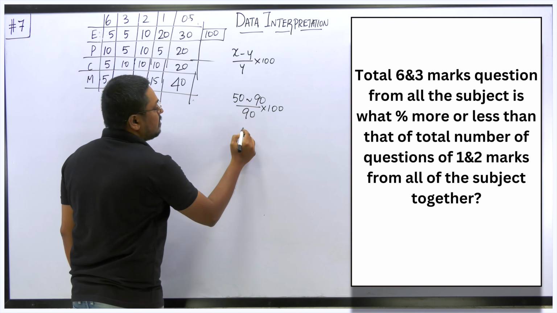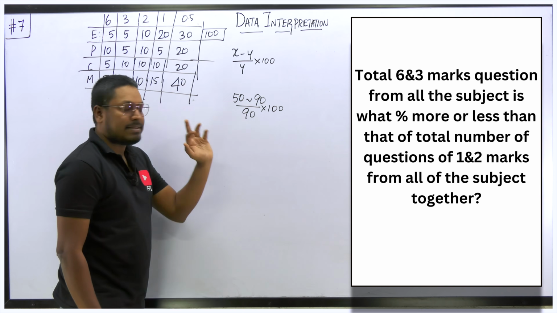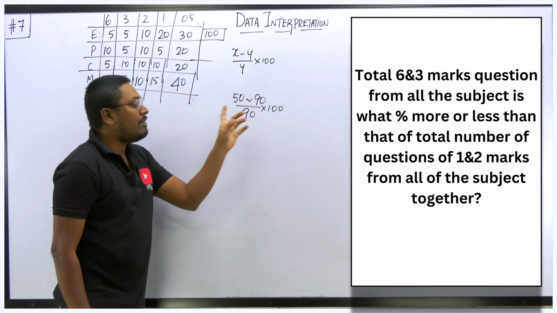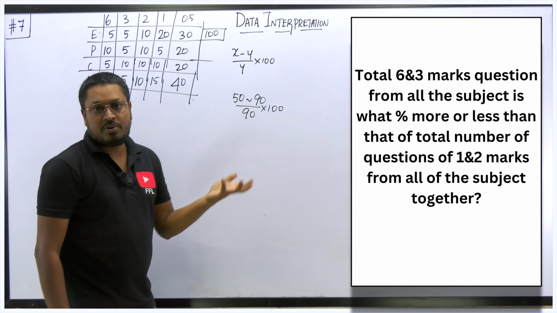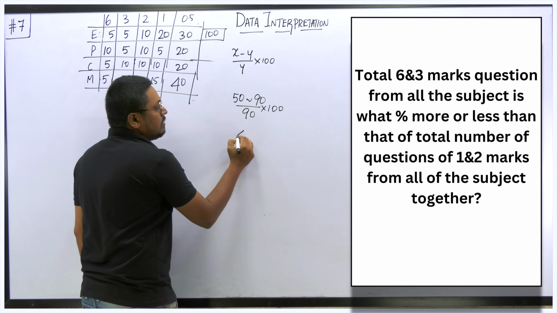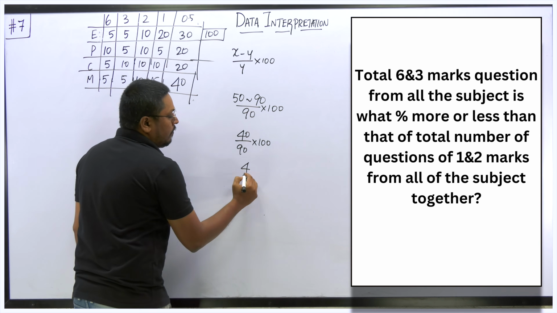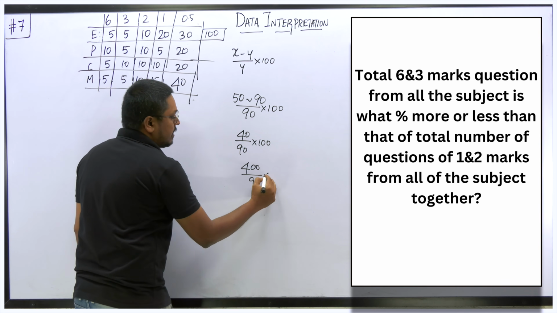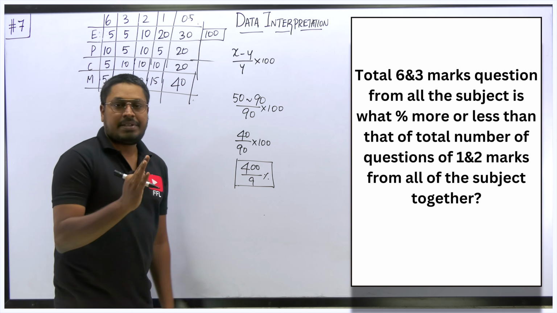The question itself says more or less, but the actual answer we are getting is less, because 50 minus 90 will be minus 40. But they are not asking whether it is less or more, we only need to find the percentage. So the difference 40 by 90 into 100. So this will be 400 divided by 9%. So this will be the answer for question number 3.